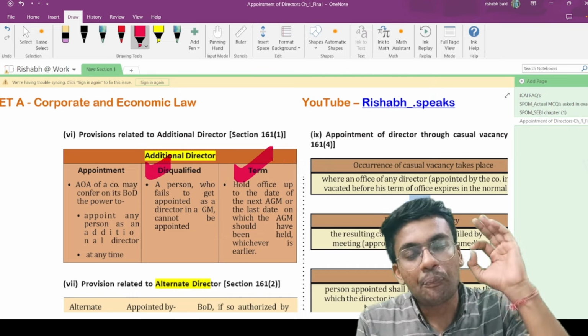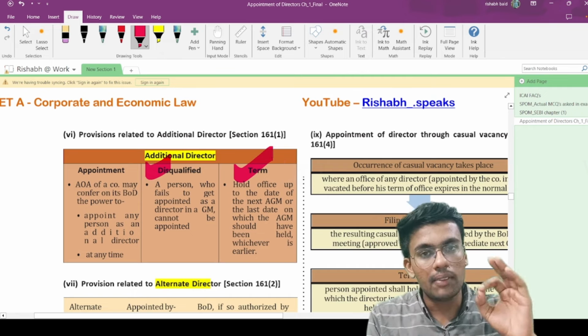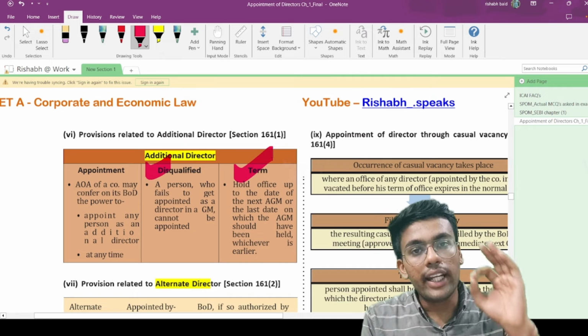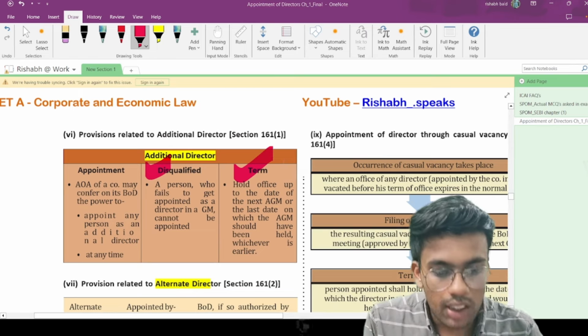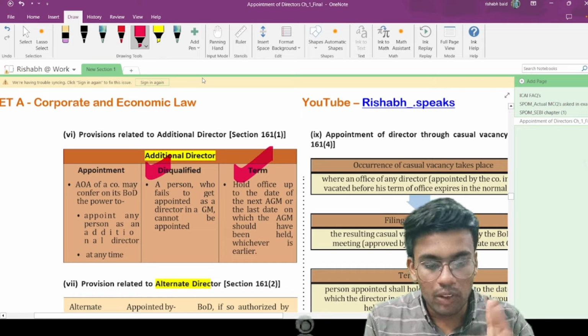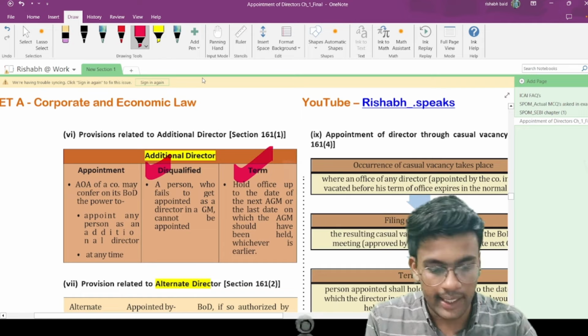The tenure would be the last date of the AGM and the general meeting, or the date on which the AGM is held, whichever is earlier is the last date for his tenure. So I would say its tenure will not be more than 1 year.